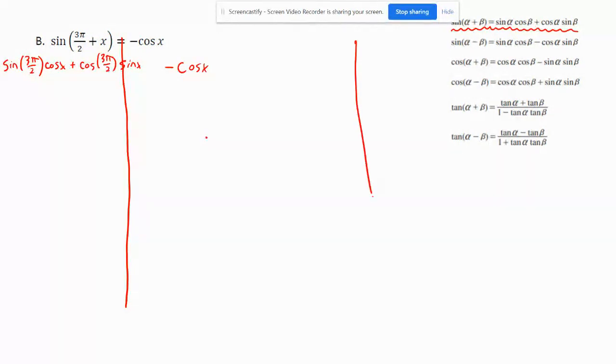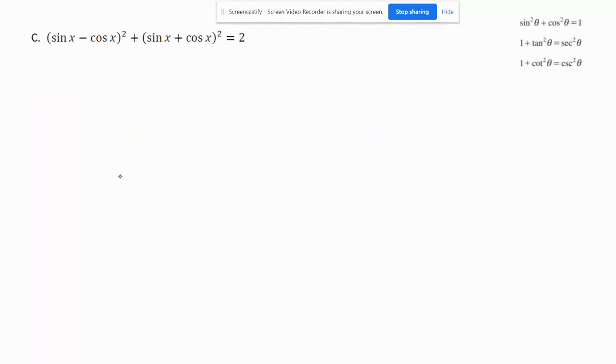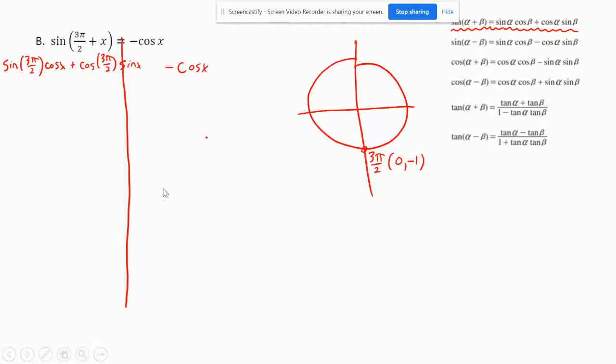So 3 pi over 2 is a value on our unit circle. So here's 3 pi over 2. And the coordinates here are 0, negative 1. So when I apply in sine 3 pi over 2, this is going to be a negative 1 times cosine x. Cos 3 pi over 2 is 0, so it's plus 0 times sine x. So this part goes to 0, and we're left with negative cos x equals negative cos x.